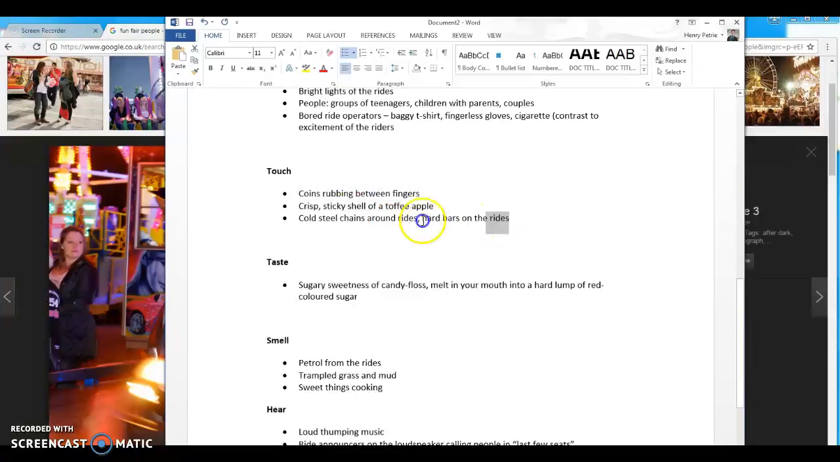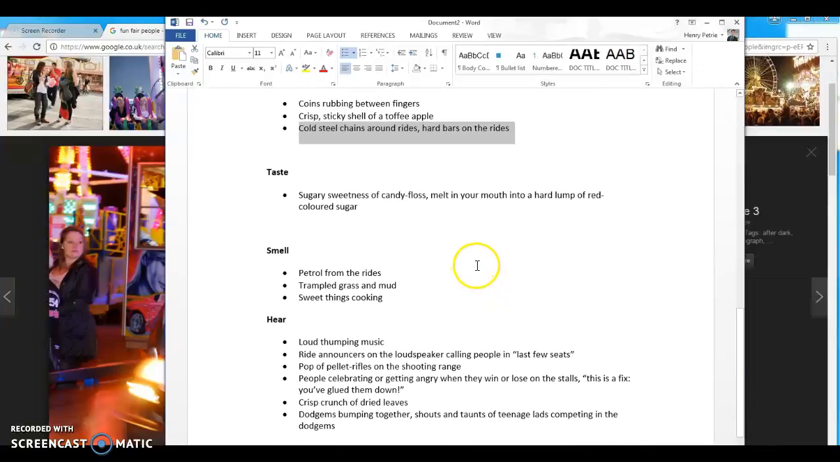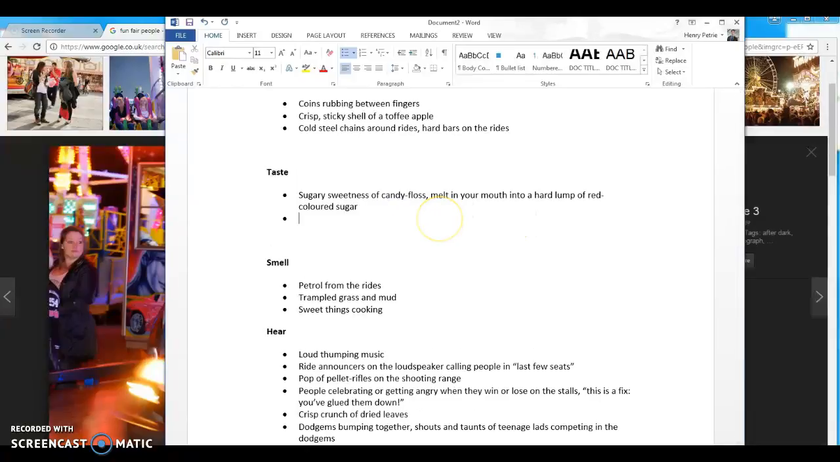I just thought maybe you'd be leaning against the chains around the rides as you're queuing up, so you'd feel that cold steel and the hardness of the bars as the operators put those down and they sort of press into your stomach before you go on the ride. In terms of taste, we've got the sugary sweetness of a candy floss before it melts in your mouth and goes all hard. We've also got maybe the juicy meatiness of a burger dripping with ketchup and mustard. So that's another taste I can include there.